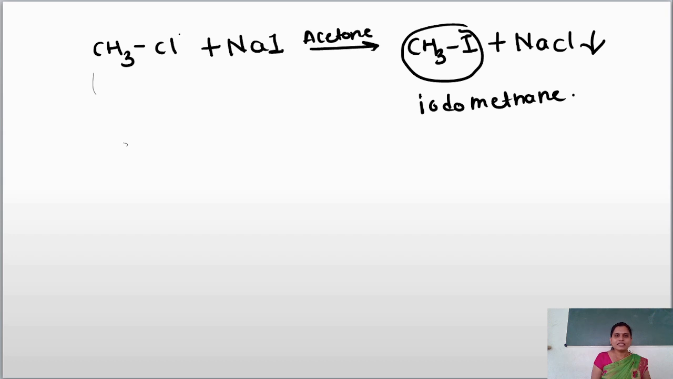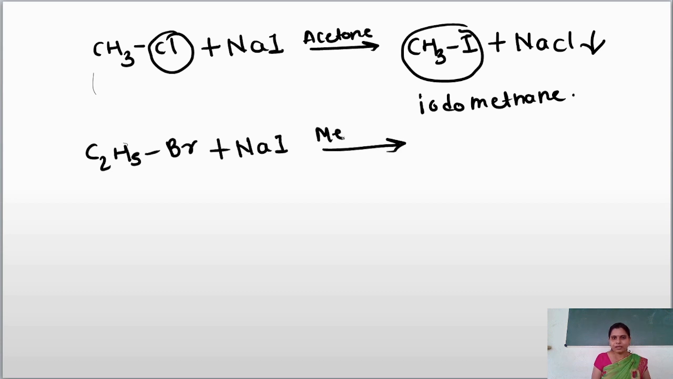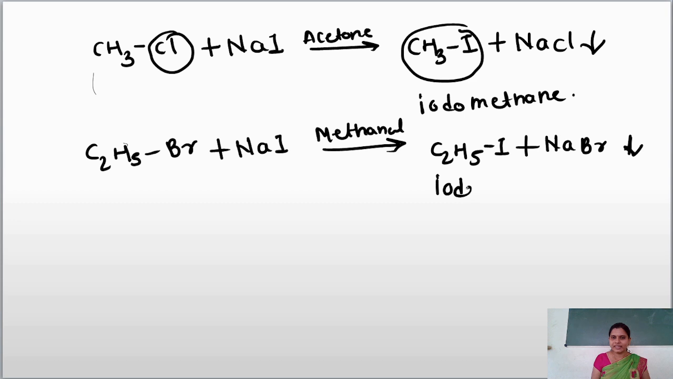Now in place of this we can take bromine also. So the next example is C2H5Br, that is ethyl bromide, which reacts with sodium iodide in presence of methanol and we get C2H5I and NaBr as a precipitate, and this precipitate can be separated out by filtration. So what is the name of this compound? Iodoethane. So these are the examples for the Finkelstein reaction.